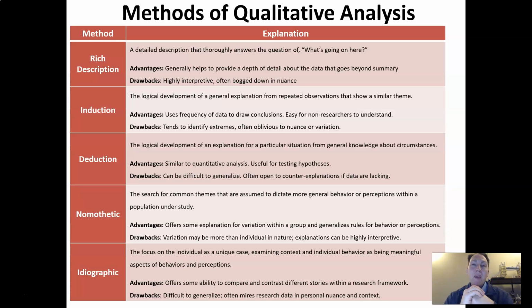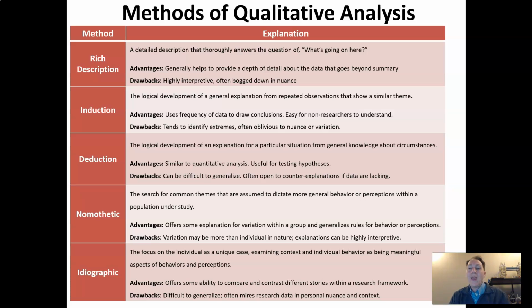And if we really want to think about them as pure individuals, we'll take a more idiographic point of view, and that's like having a zoom lens where you're just zooming in on that one face. The focus on the individual as a unique case is what we're looking at here, examining context and individual behavior as being meaningful aspects of behaviors and perceptions. One of the advantages here is that it offers some ability to compare and contrast different stories within the research framework. But a drawback is it's difficult to generalize.